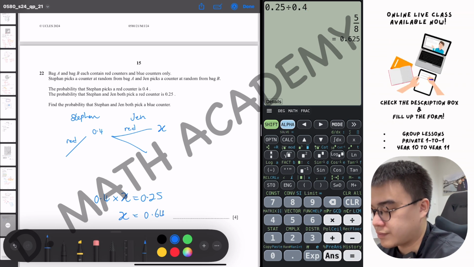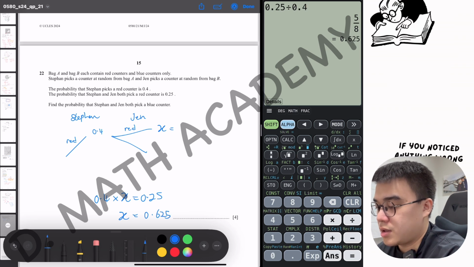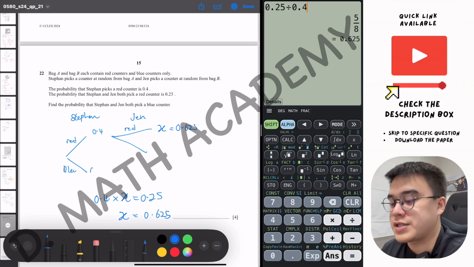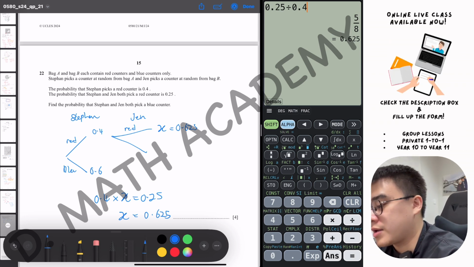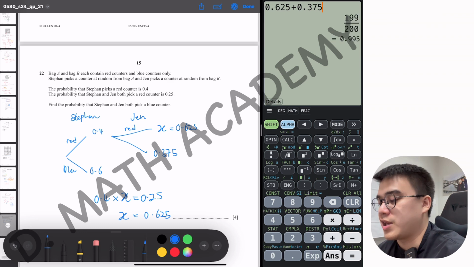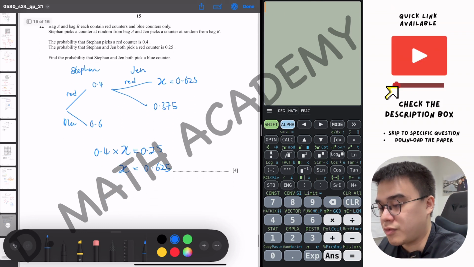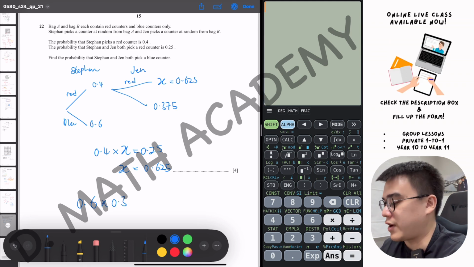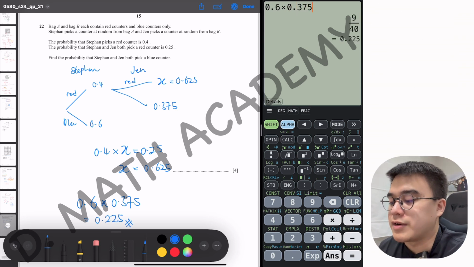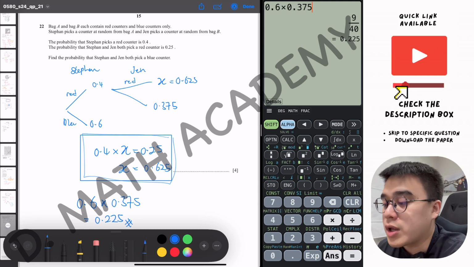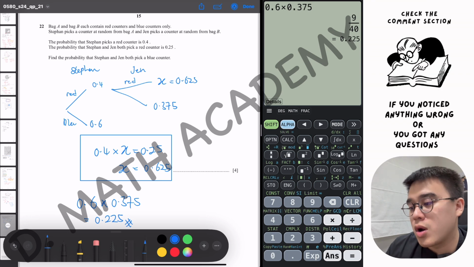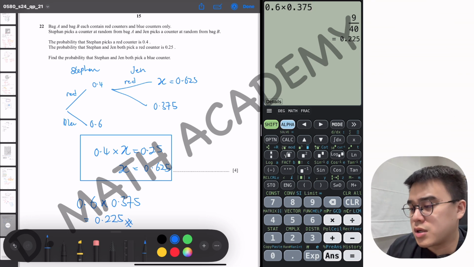Okay, great. And then from here, you know that if it's blue, it will be 0.6 because 1 minus 0.4. And then the other condition will be 0.375 because 0.625 plus 0.375 is 1. Yes, correct. So for both of them picking blue, it will be 0.6 times 0.375. That will result in 0.225 as your final answer. So it's quite tricky over here where they want you to figure out Jane's probability of getting red. That's why they gave you the overlapping info on both of them choosing red, which is 0.25.